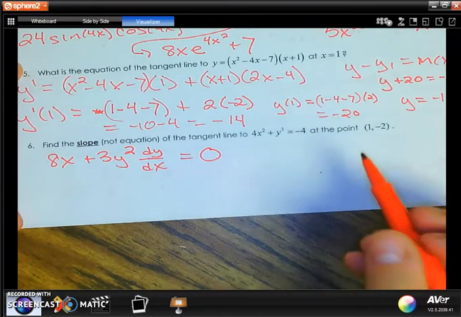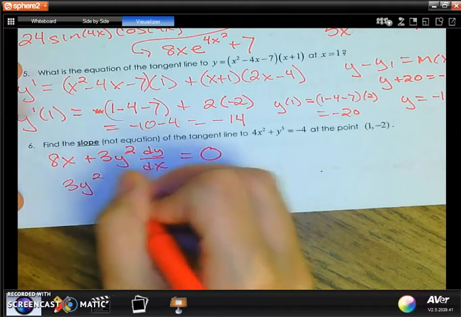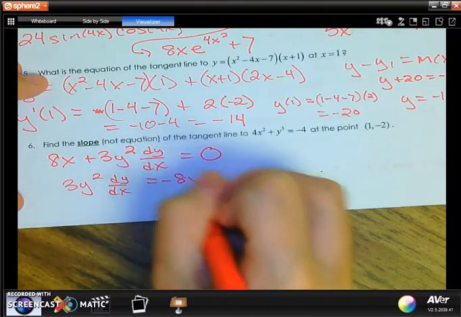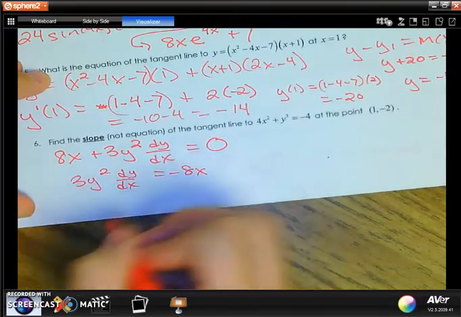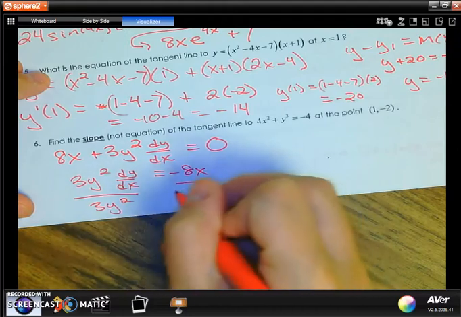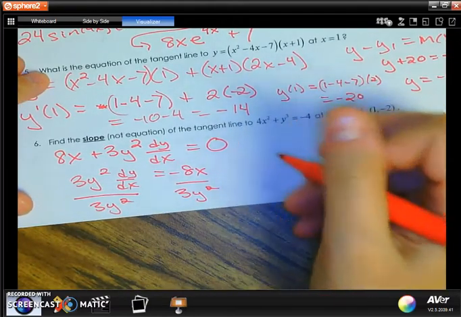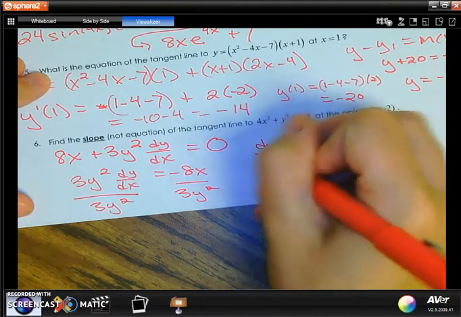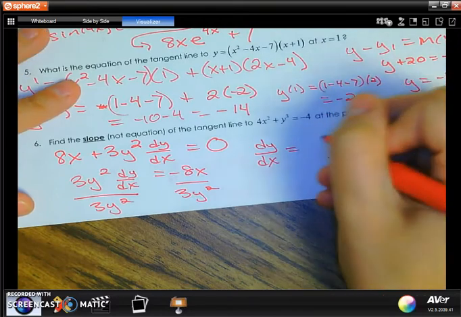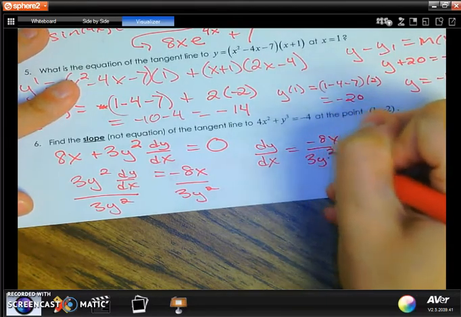Now your goal here is to solve for dy dx. So you're going to have 3y squared dy dx equals negative 8x, and you are going to divide by 3y squared. Okay, so you've got dy dx equals negative 8x over 3y squared.